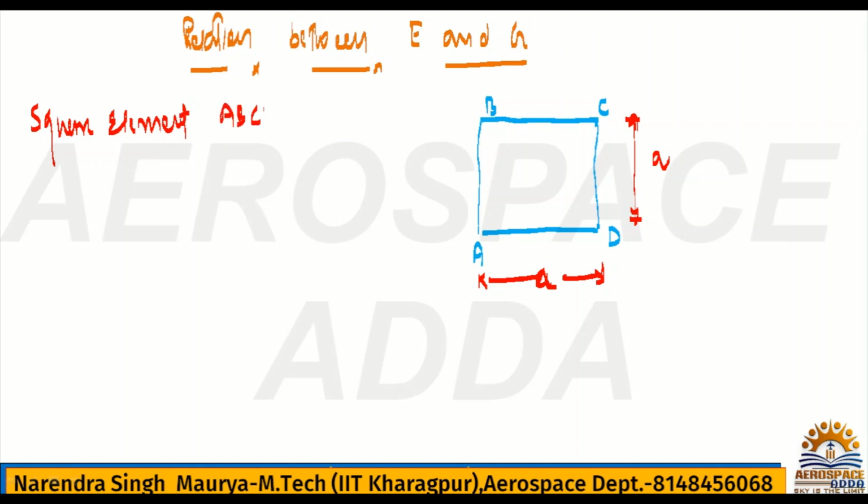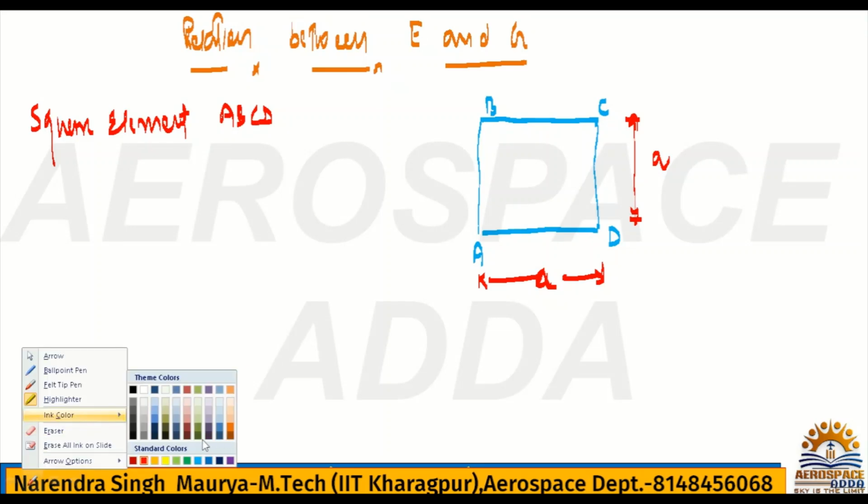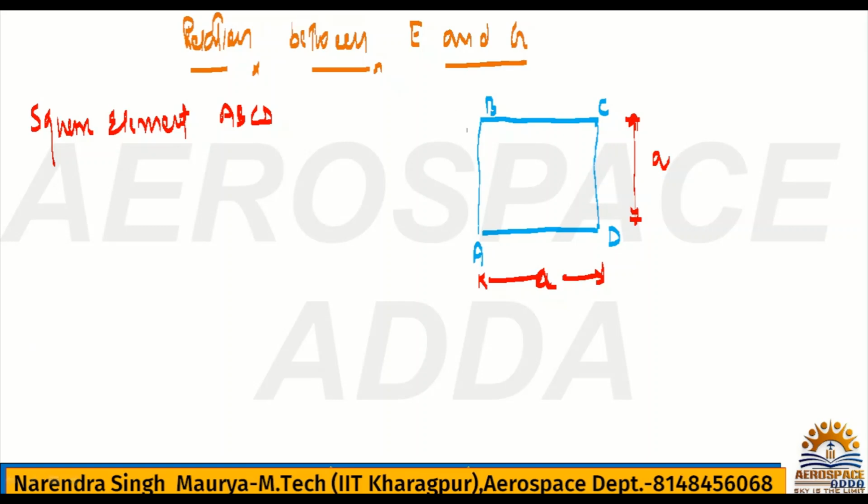A, B, C, D. Now on this square element we have a shear stress. Obviously shear stress will be acting on the surface, so this shear stress is acting on the surface in this way. And why are you getting this shear stress? Because of the tangential stress. When shear stress is acting on the top, on the bottom it will be just opposite. Tau here.